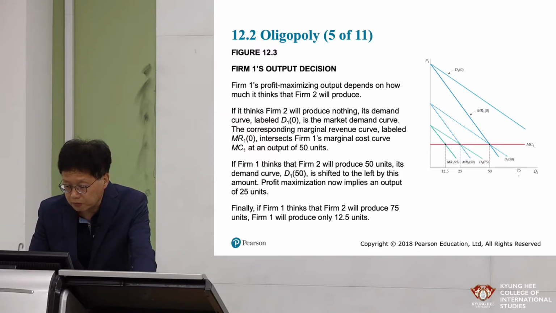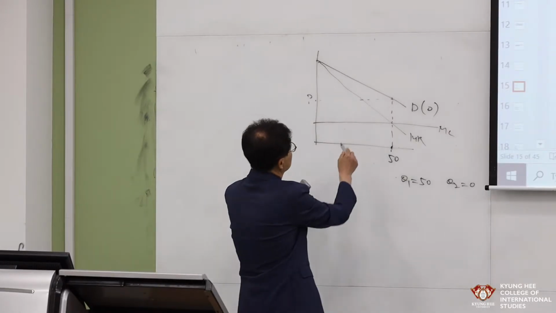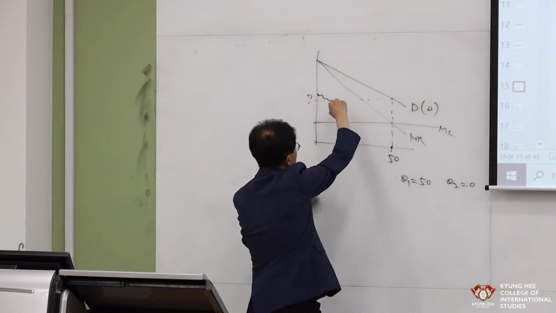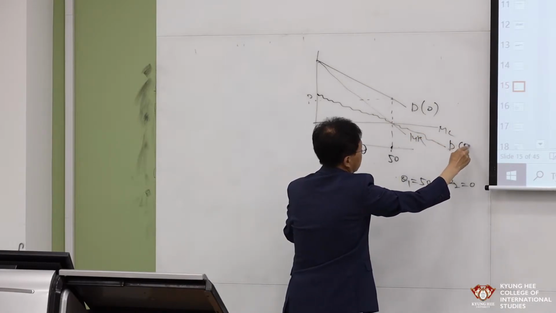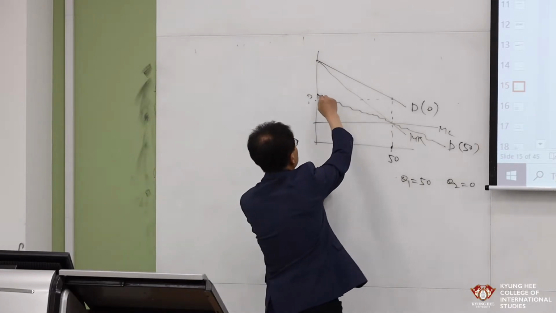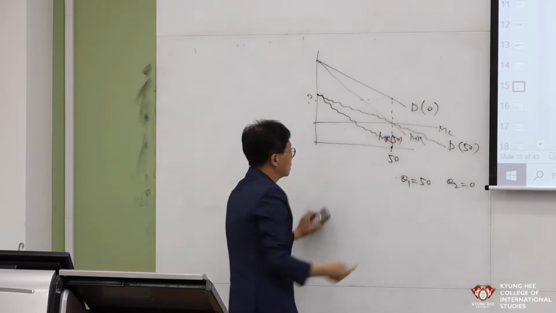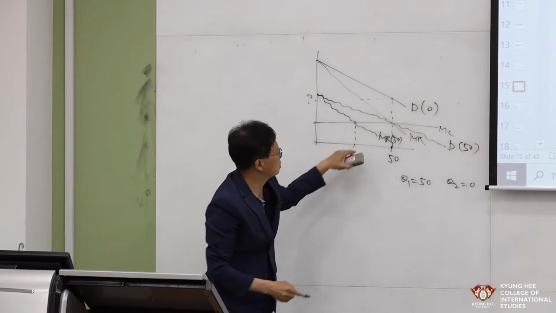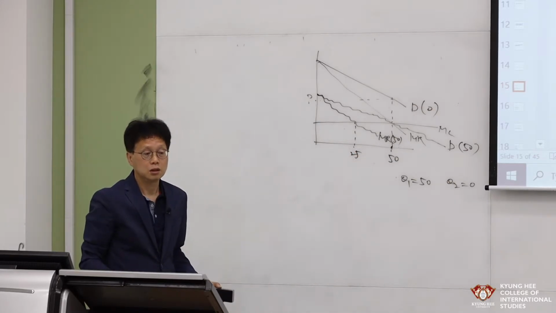If Firm 1 thinks that Firm 2 will produce 50 units, then Firm 1's demand curve is, for example, like this. That is the demand curve when Firm 2 produces 50 units. Then marginal revenue is shaped like this. Then the profit maximizing quantity, where marginal revenue equals marginal cost, is when this company produces 25.